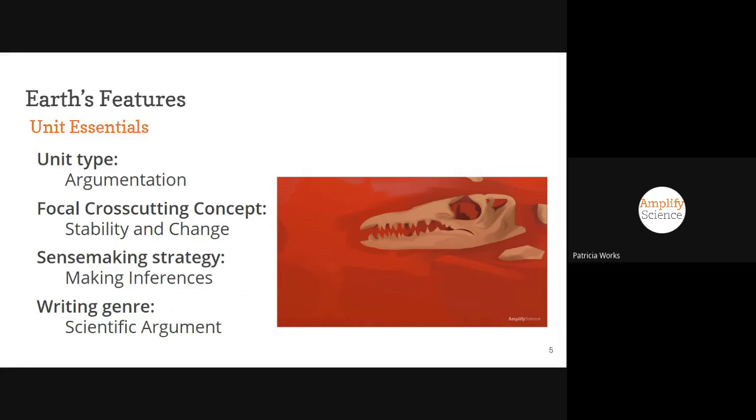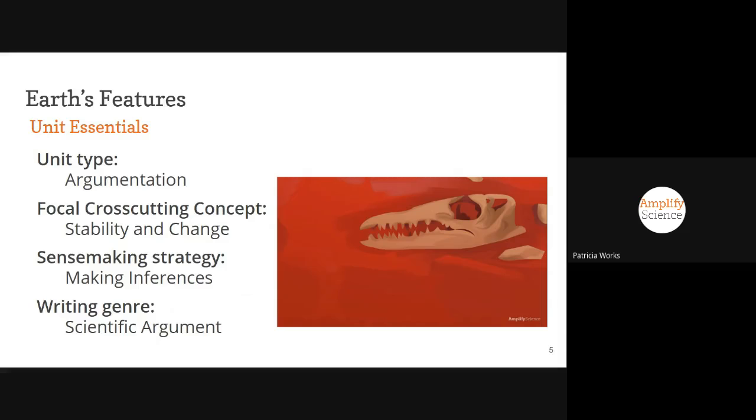The focal cross-cutting concept in this unit is stability and change, with opportunities to address the cross-cutting concepts, patterns, and cause and effect as well. In their role as geologists, they look for changes over time in fossils and sedimentary rock, changes in the environment, and discover how the order of rock layers in a place can help them infer environmental changes that happened in the past.